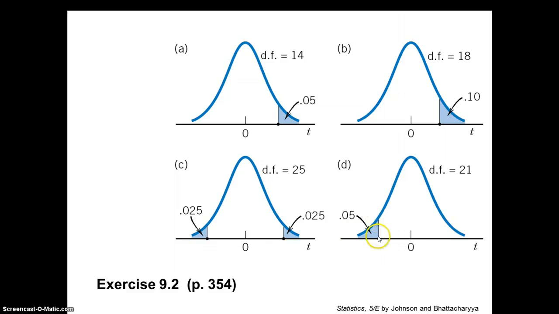So the percentile, always the meaning of percentile is what we learned before. It means the probability to the left side. For example, this one, the area under the curve is 5%. So we call this 5th percentile, which is this point right here, negative 1.721. So that's how you do exercise 9.2.